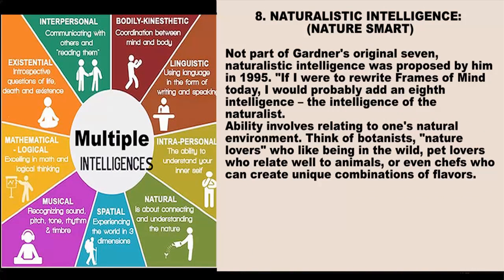Nature smart, not part of Gardner's original 7. Naturalistic intelligence was proposed by him in 1995. If I were to rewrite Frames of Mind today, I would probably add an eighth intelligence: the intelligence of a naturalist. The ability involved relating to one's natural environment.